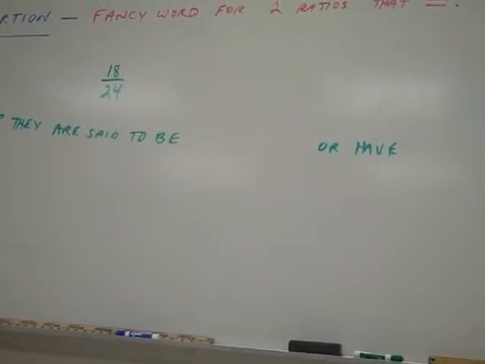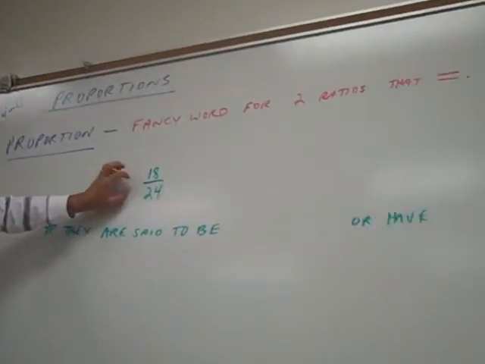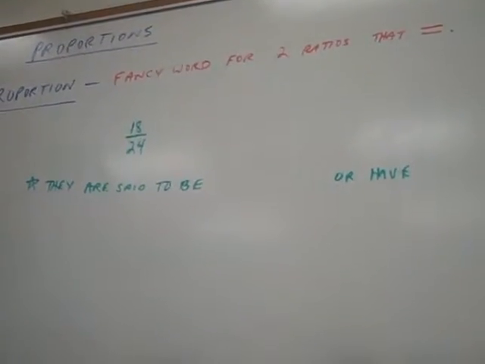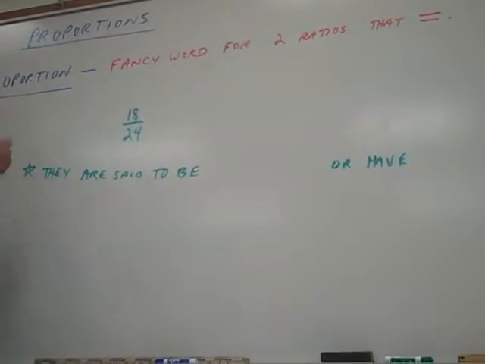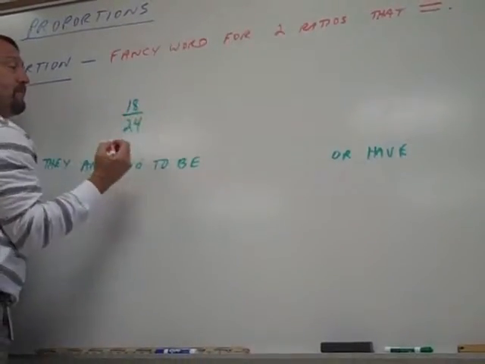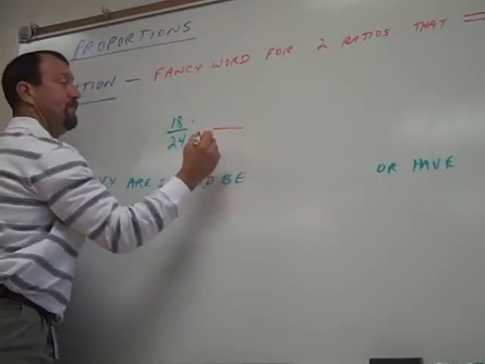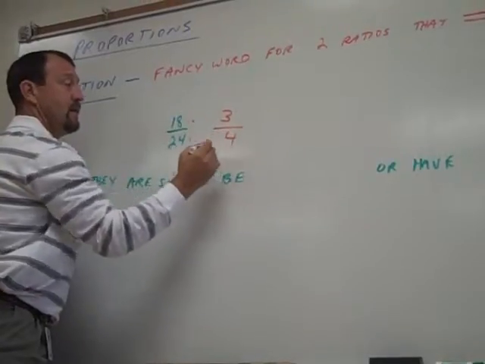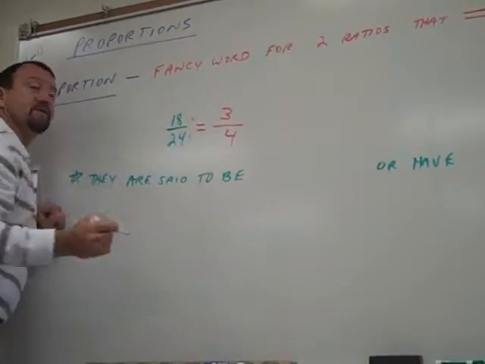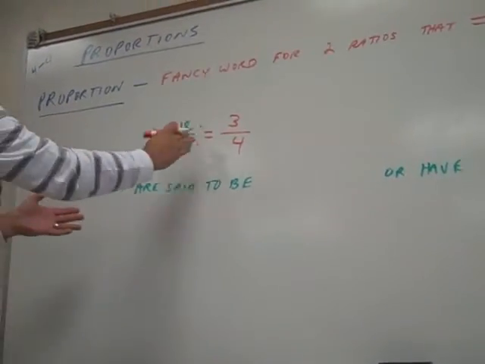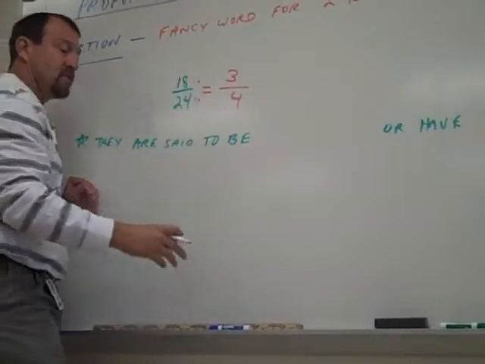Now, we've already done this before. When we simplified fractions, we actually made a proportion. How do we simplify this? Divide by 6, divide by 6, and what do we get? 3/4. Do these fractions equal each other? Yes, they do. They're the same fraction. One's just simplified and the other one's not.